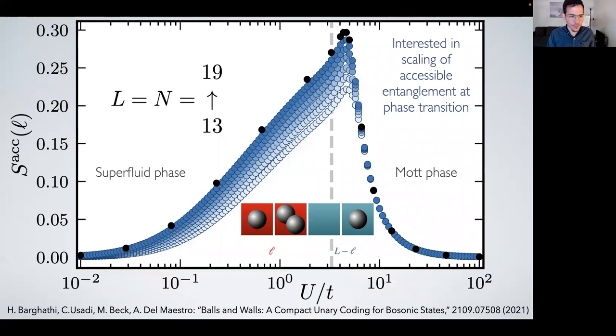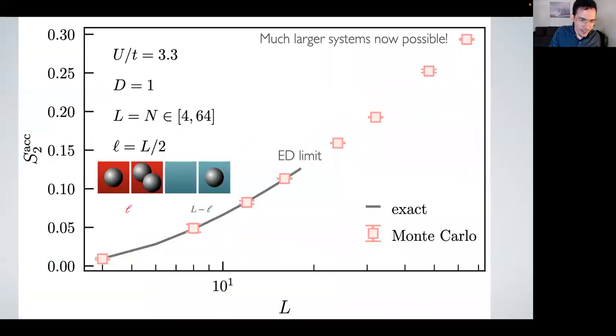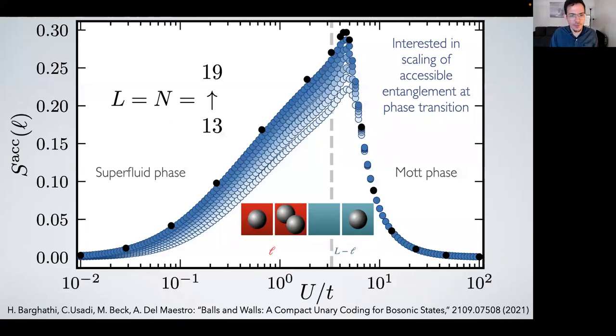For inspiration, we have this plot here. Actually, this is not from our code. This is exact diagonalization results obtained in the reference above, by some of our collaborators. And this is the accessible entanglement as a function of interaction strength. Notice that near the phase transition between superfluid and Mott phases, there seems to be some trend. The peak of the accessible entanglement seems to be moving closer and closer to the exact value of the phase transition.